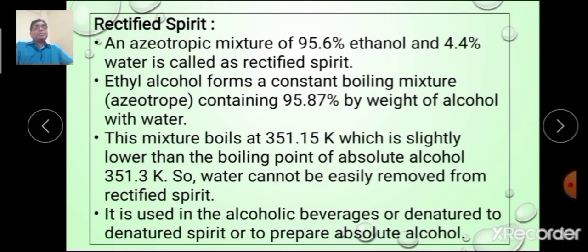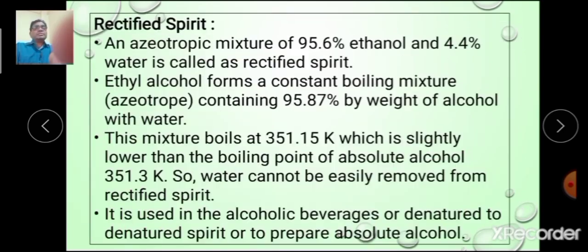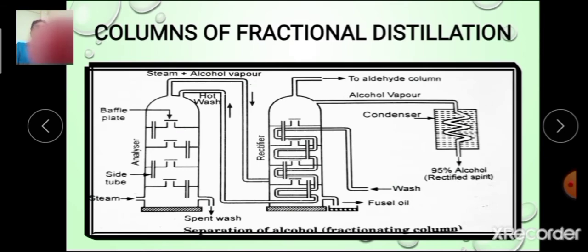The rectified spirit, I will show in the diagram. Yes, here. This is the rectifying column. Hot wash is taken, and from here the hot wash goes while the steam comes from the bottom. Heat exchange takes place and the lower boiling impurities are removed. These are the lower boiling steam and alcohol vapor, and they are removed here.